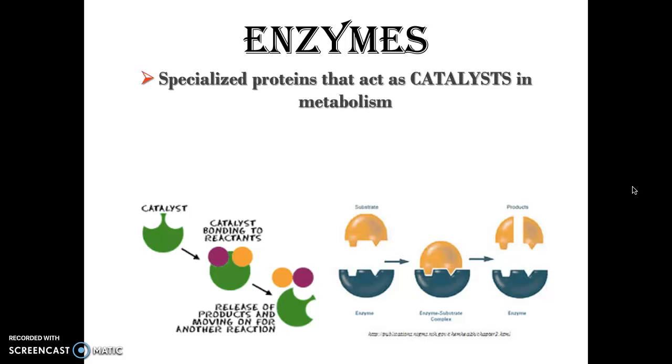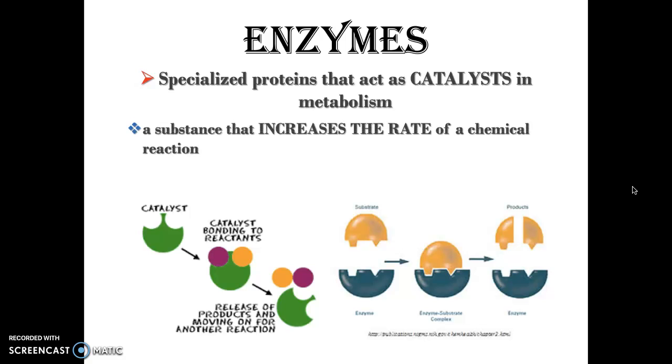Enzymes, as I mentioned, are a very special type of protein that act as catalysts. So what is a catalyst? A catalyst is a special chemical, in this case we're talking about a special type of protein, that will increase the rate of a chemical reaction. Now our body is continually carrying out chemical reactions throughout the day, our entire life. This is what we call our metabolism.